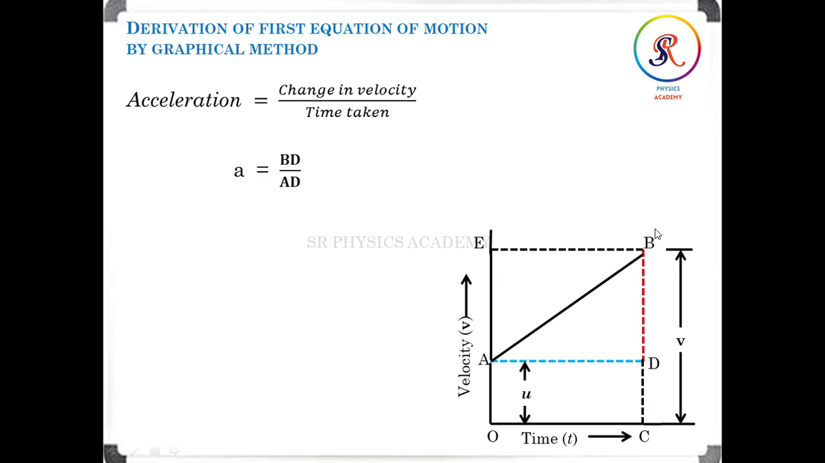So now we got it: acceleration, change in velocity. We have to calculate the slope of this. So what is y-axis by x-axis? Nothing but BD by AD. Clear?